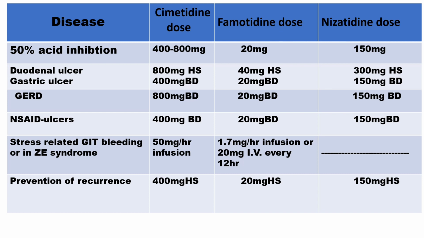In case of gastric ulcers, dose is 400 mg for cimetidine, 20 mg for famotidine, 150 mg for nizatidine. In gastroesophageal reflux disease, cimetidine dose is 800 mg, famotidine dose is 20 mg, nizatidine dose is 150 mg. In NSAID ulcers, cimetidine dose is 400 mg, famotidine 20 mg, nizatidine 150 mg.